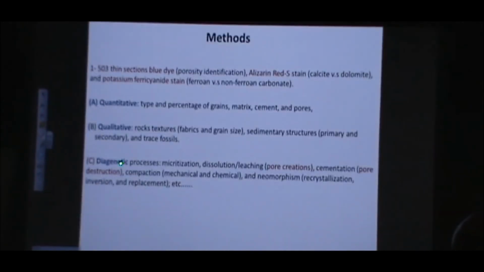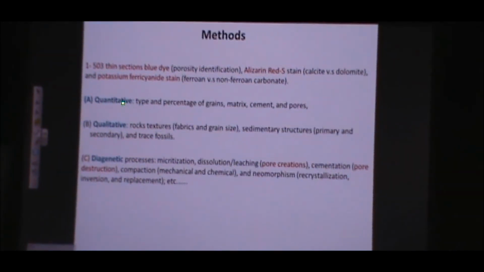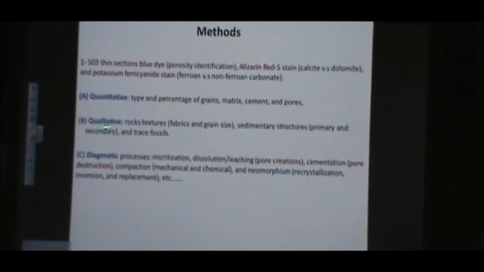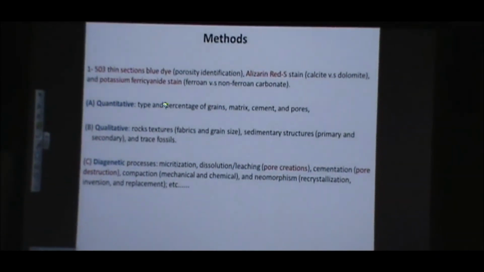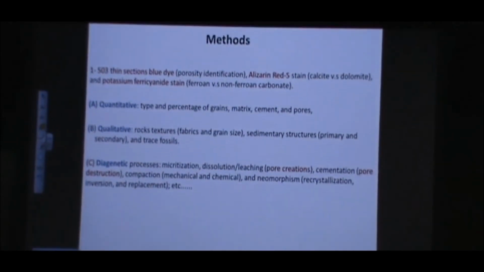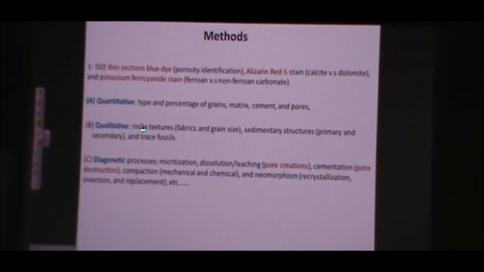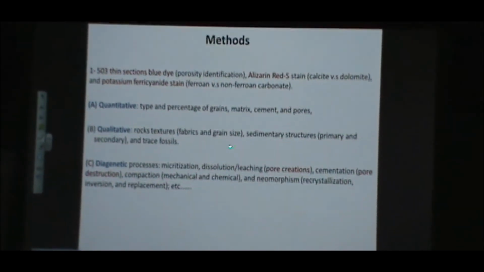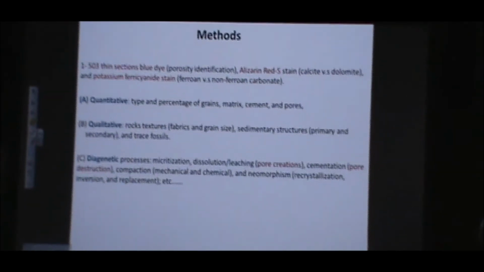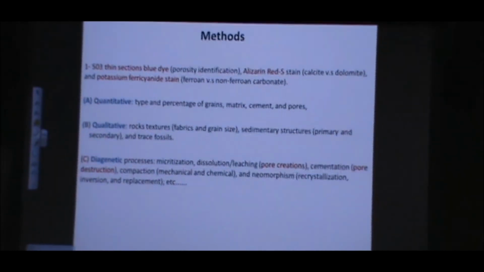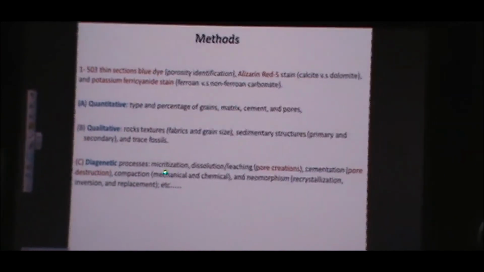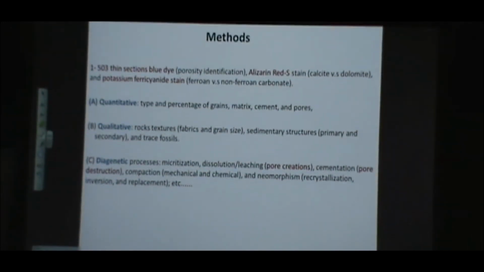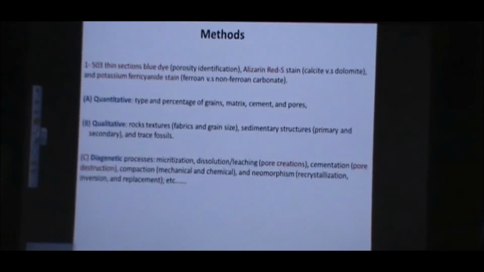What we did, we used a tripartite approach: quantitative, qualitative, and diagenetic. The quantitative is just the type and percentage of grains, matrix, cement, and pores. The qualitative is basically rock textures, grains, and sedimentary structures. The diagenetic part is the diagenetic events and processes: micritization, dissolution, leaching, cementation, all these processes.